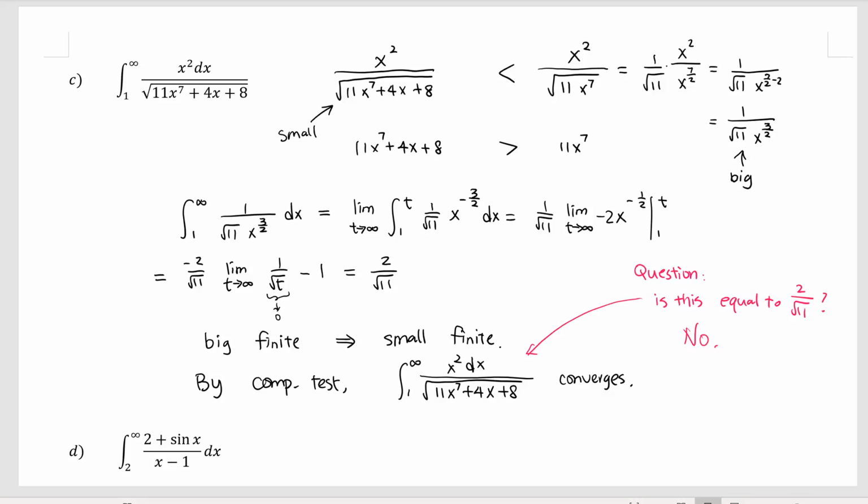We only know that this value is smaller than 2 over square root of 11. But what number? We don't know. Alright, let's continue.